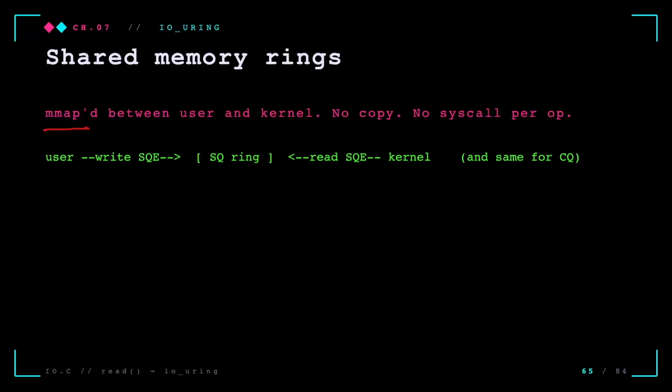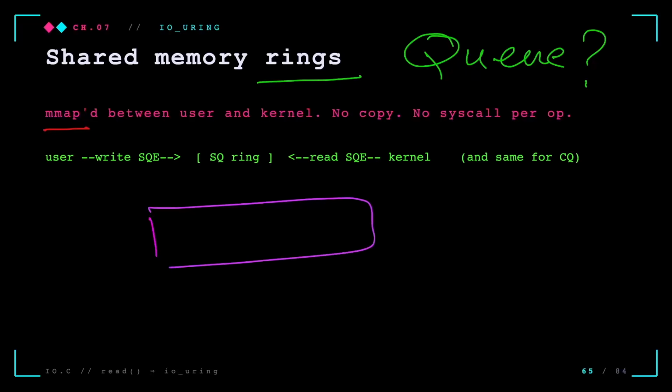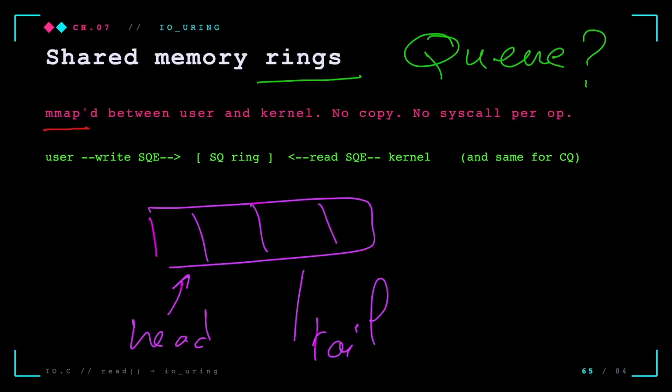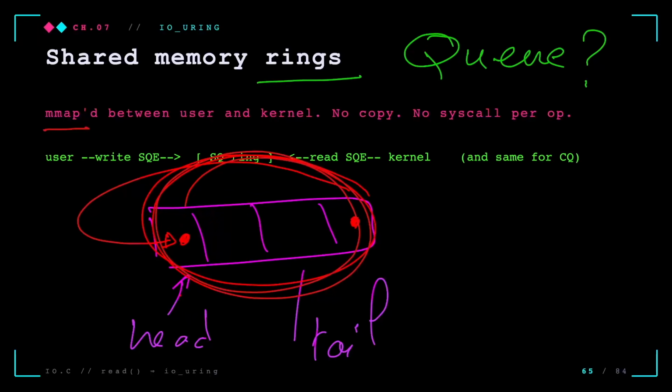Another thing is that we keep saying rings, we keep saying queue. Which one is it? It's actually both. It is a queue in the sense that we have a head and a tail. But once it reaches the end, the next item we push is going to start from the beginning again. And that's why it's called a ring, because it's circular. It keeps looping over the elements, right?